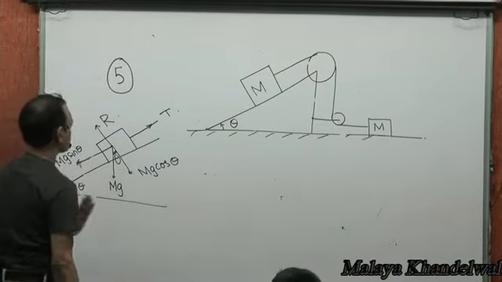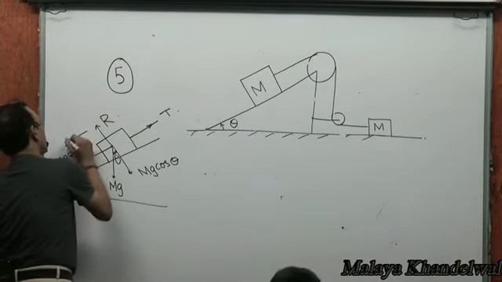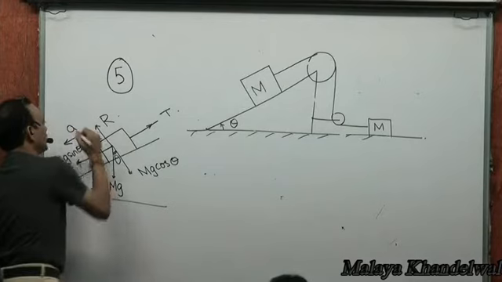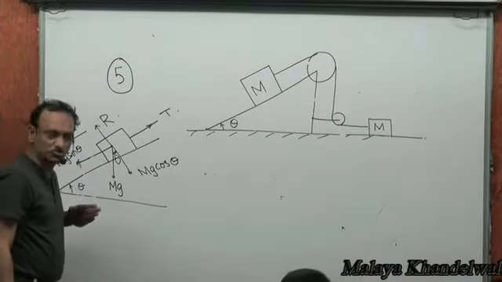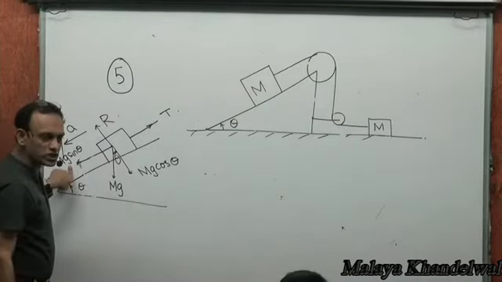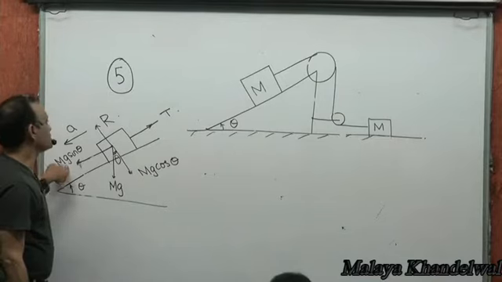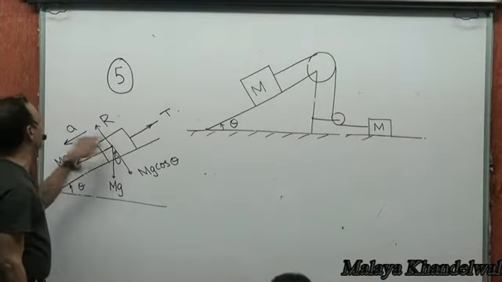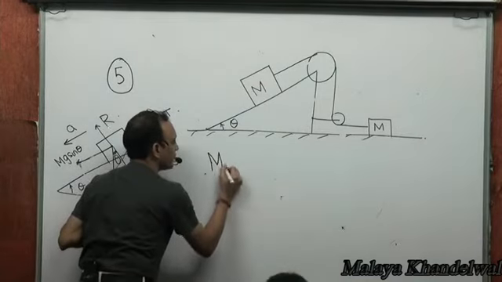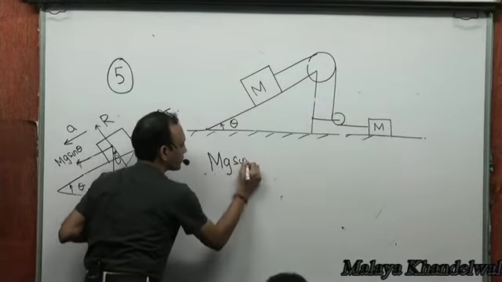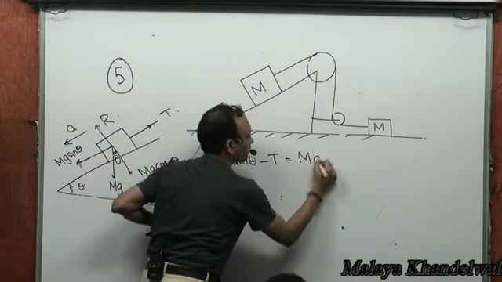Now, under the influence of all of this, the block has an acceleration a parallel to the plane. It will move only parallel to the plane, right? That's a constraint. So what's the equation of motion for the block? Mg sin theta minus T must be capital M into a, right? So the equation of motion for the block is mg sin theta minus T equals capital M into a.